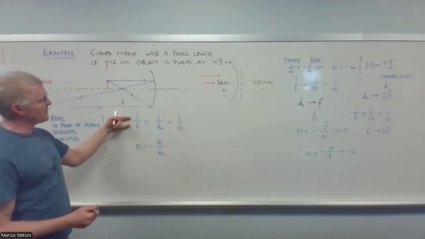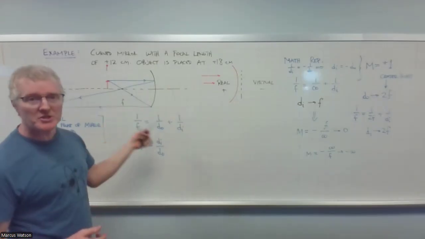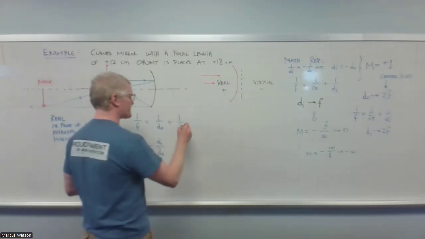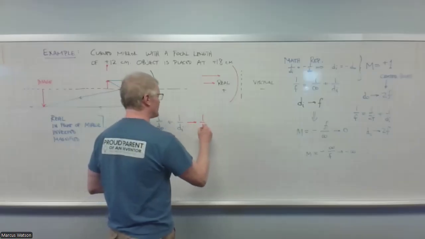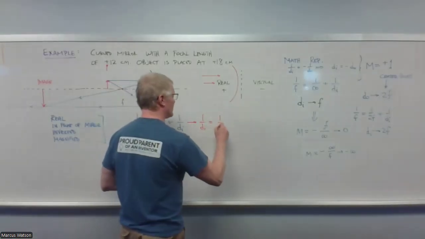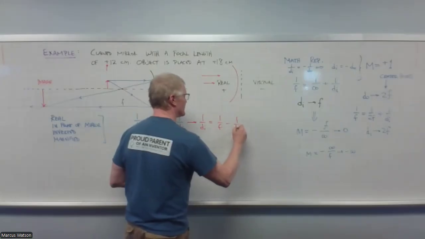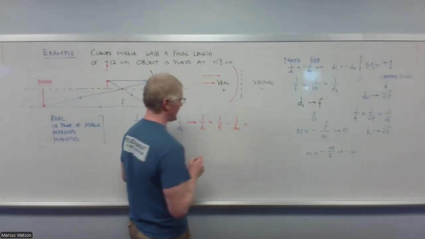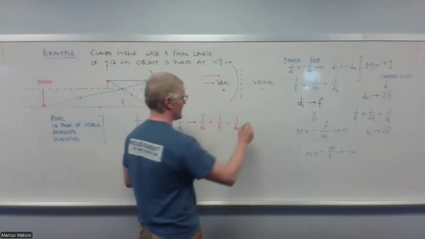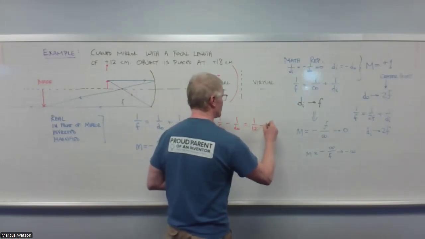In this case, we know the focal length, we know the object distance. I want to solve for the image distance. So 1 over the image distance is then 1 over the focal length minus 1 over the object distance. And at that point, I can plug in a few numbers and say that this is 1 over 12 minus 1 over 18.